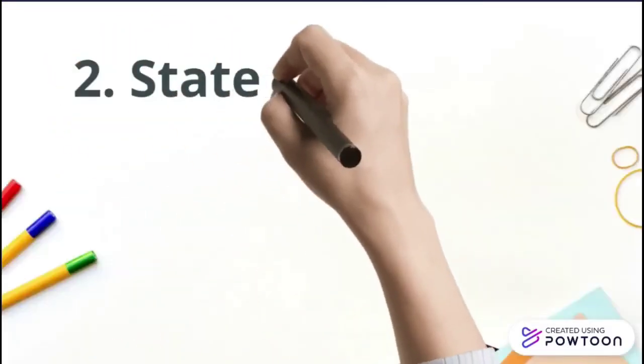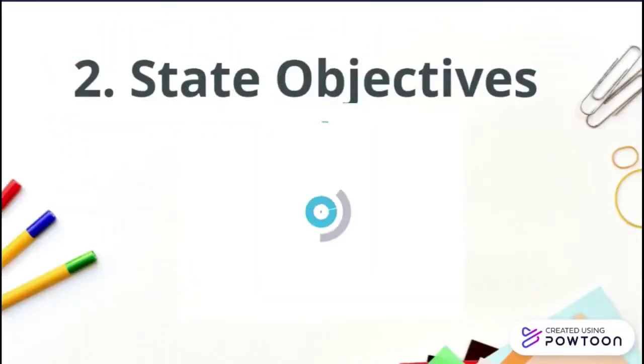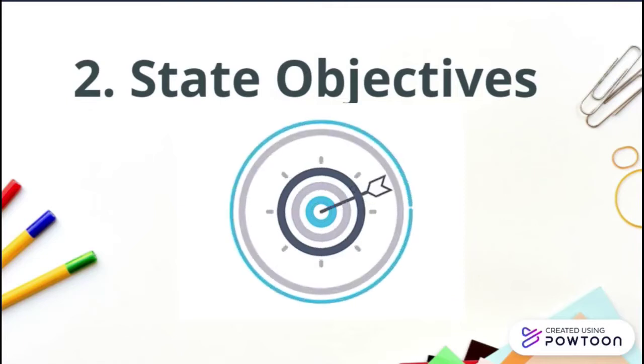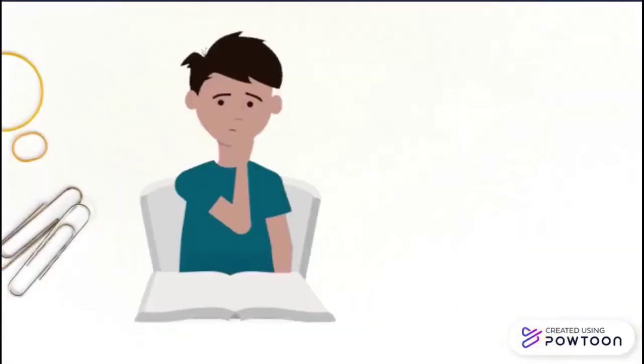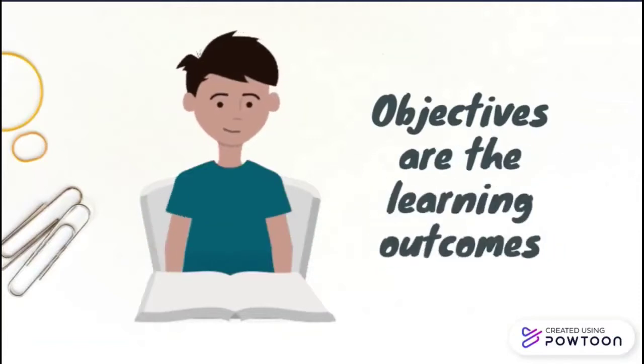So let's proceed to the second step in the ASSURE model, which is to state objectives. The stated objectives are statements describing what the learner will do as a result of instruction. In other words, objectives are the learning outcomes, that is, what the students will learn from the lessons.